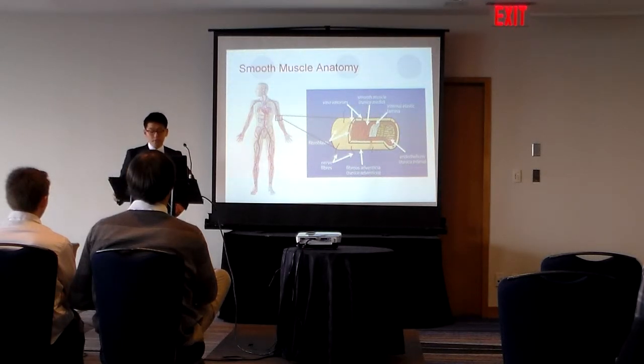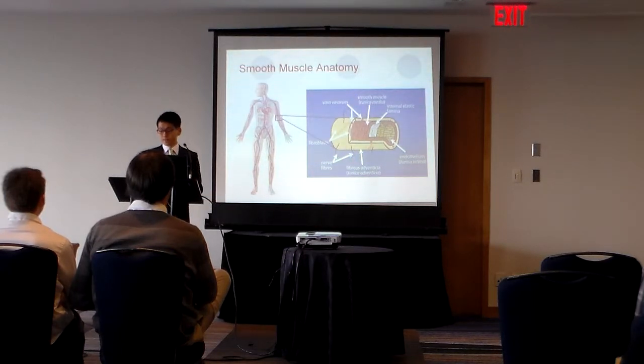Before I continue any further, I'd just like to briefly clarify some anatomical details regarding smooth muscle in general. What we have in this blow-up illustration is a sort of cartoon representation of a typical vascular smooth muscle cell. Vascular obviously meaning blood vessels, and smooth muscle as opposed to cardiac or skeletal.